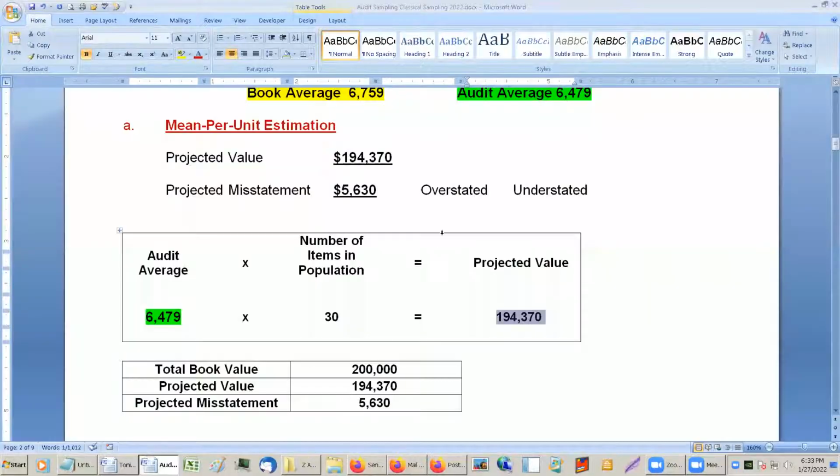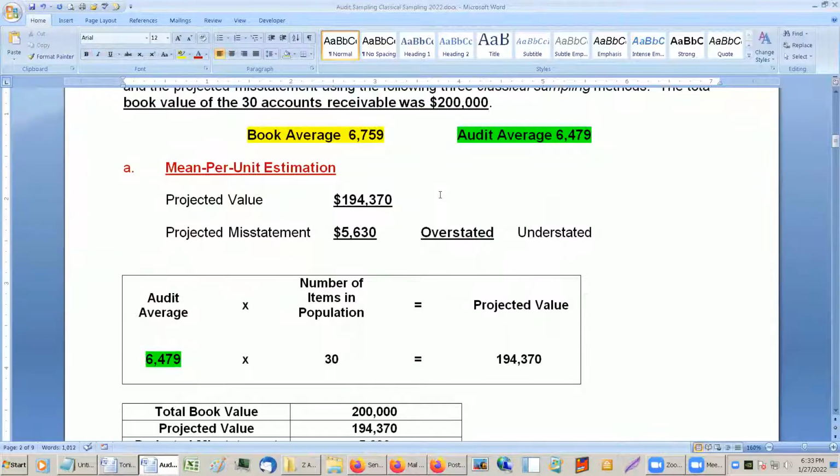Are their books overstated or understated? The book value of 200,000. Their books are overstated. Correct. Yep. This is an overstatement. They overstated their books by this. So these are overstated.